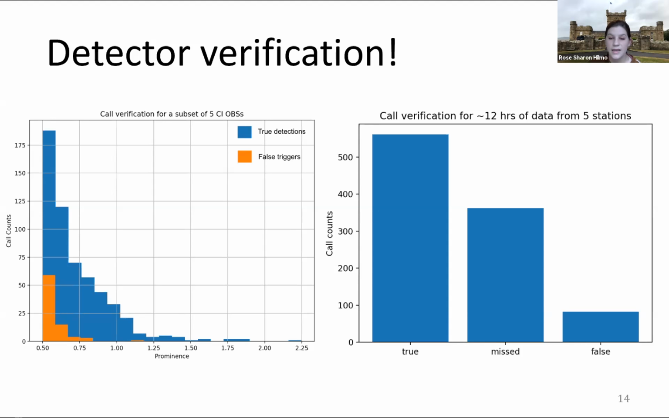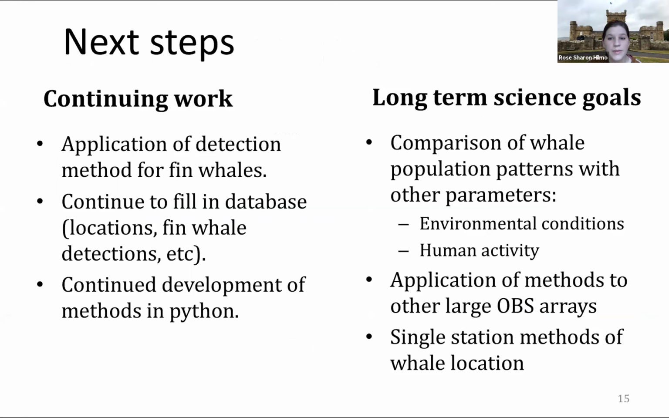The great thing about the database is that I can then just filter out lower calls if I want, or I can include them all. So what am I going to do next? Continuing work in the same line, I also need to apply our detection method for fin whales. That's a matter of just building a new detection kernel and running it through the same code that we just wrote, and continuing to fill in the database.